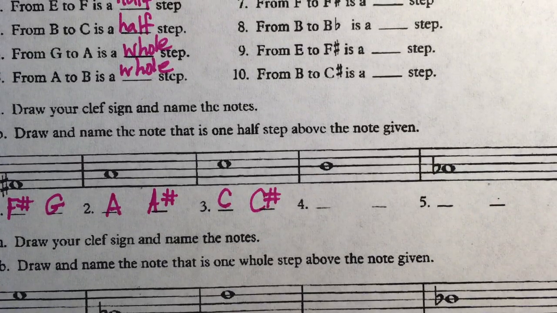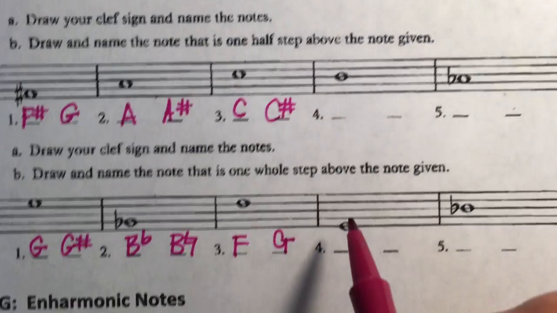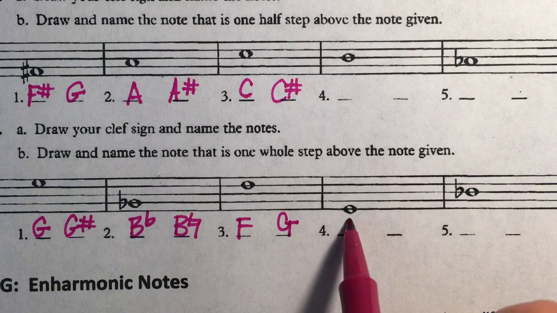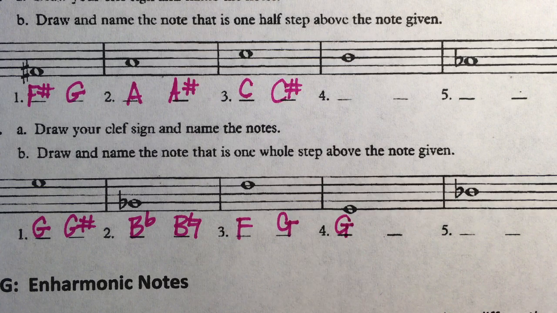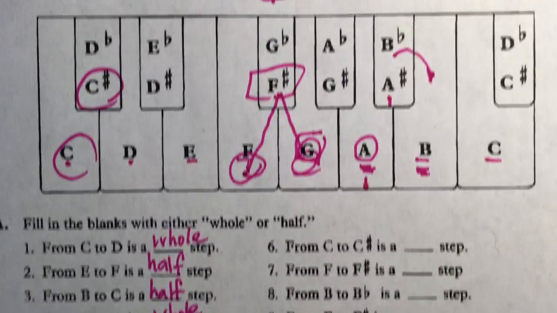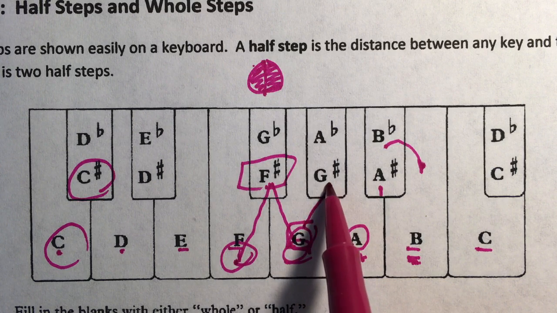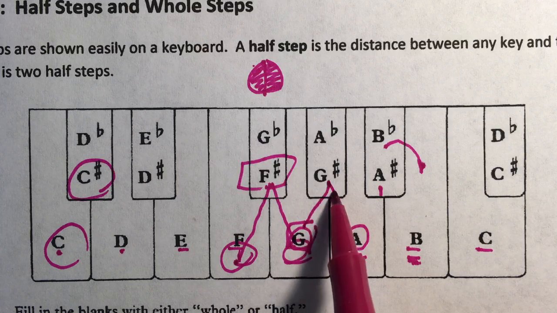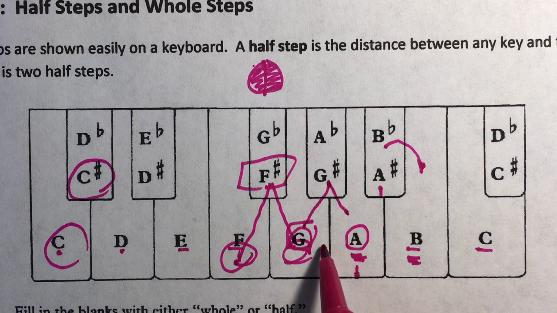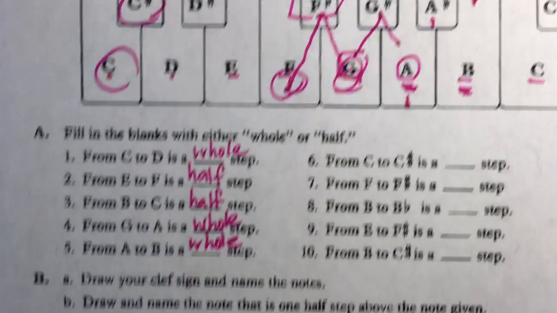We'll do one more. This note right here is G, low G, a whole step higher than G. Here's G. I know this is looking messy. G to G sharp is a half step. G sharp to A is another half step. So from G to A is a whole step.